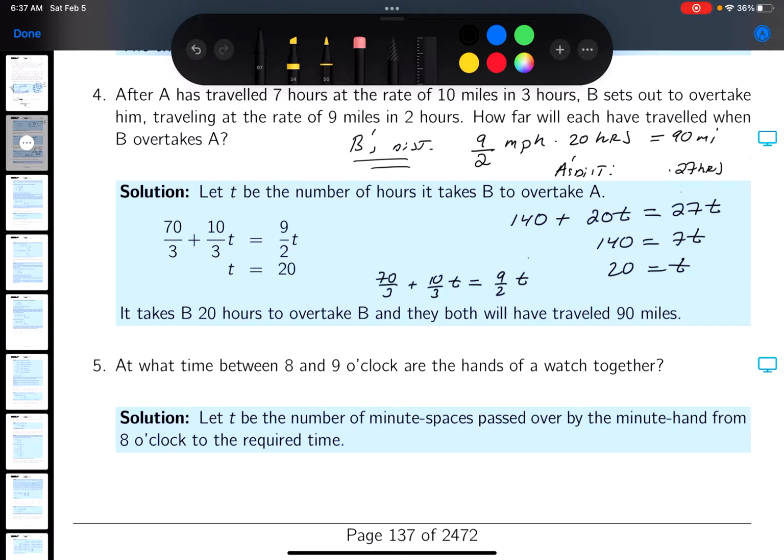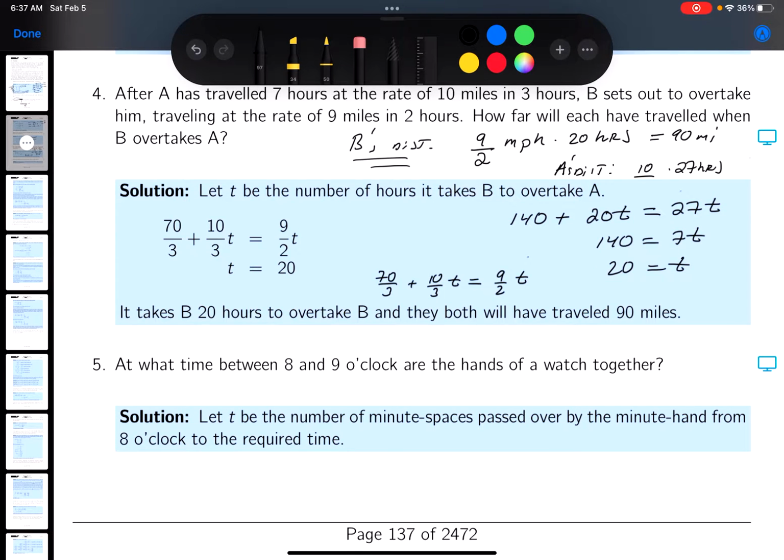Let me make sure I'm saying that right. 10 in every 3. 10 thirds miles per hour. What do you get over here? Well, 3 goes into 27 9 times, and 9 times 10 is 90 miles. It's the same, all right? What was your question? How far? It's 90 miles, all right?